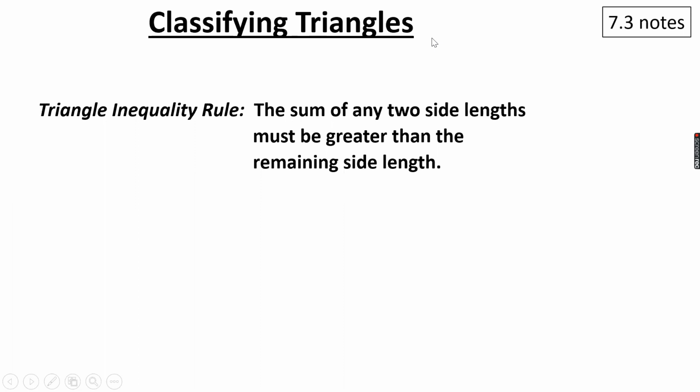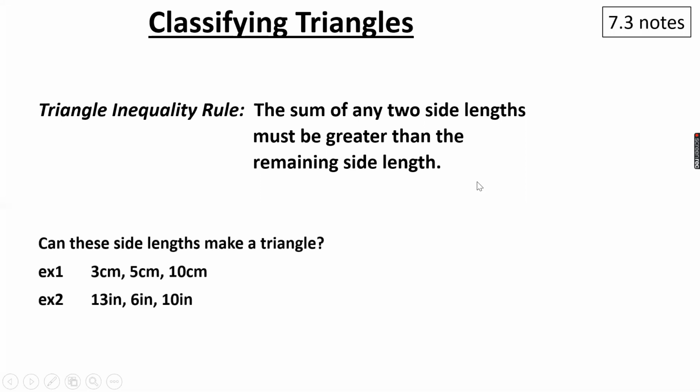The first thing that we're going to talk about for classifying triangles is the triangle inequality rule. This rule states that the sum of any two side lengths must be greater than the remaining side length. That means we're adding two side lengths together, and when we add those two side lengths together, it must be greater than the one remaining side. Let's look at some examples here.